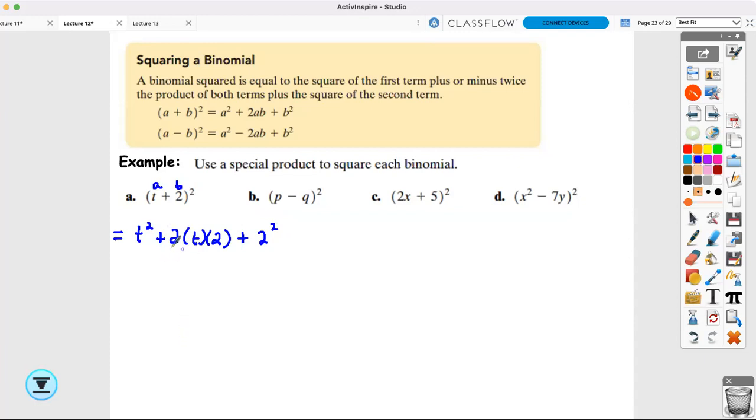Well, let's clean this up. 2 times t times 2 is just 4t. So equals t squared, bring that down. 2 times t is 2t, 2t times 2 is 4t. And then 2 squared is just 4. And we're done. No FOIL, no box method. We just use the formula.